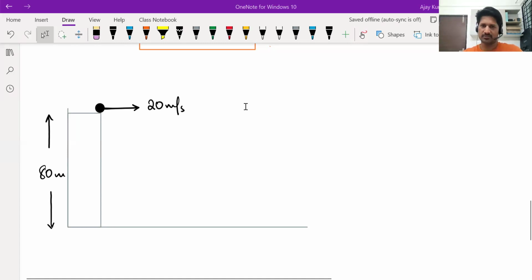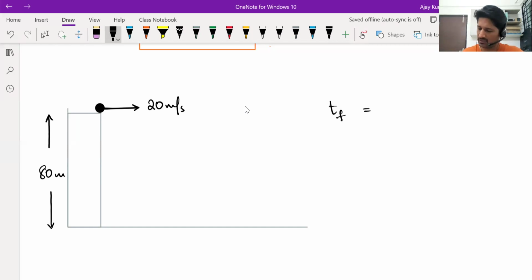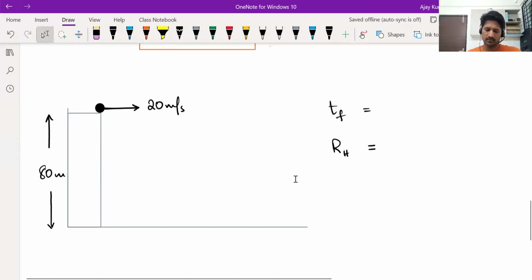Fine. So a ball is projected with a speed 20 meters per second horizontally. You can see the angle at which it is projected. From where it is projected also you can see. So obviously, okay, directly tell me what is the time of flight? That is the time it takes to hit the ground. And what is the horizontal range? Vertical velocity is 0. So think of which formula to use for time.